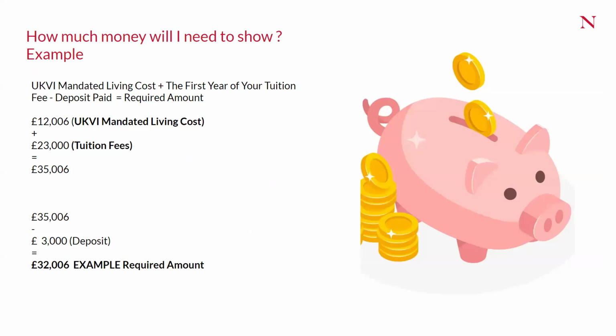Here is an example of how much money you'll need to show. So if the UKVI living cost is £12,006, and for example, your tuition fees converted to £23,000, the total you would be required to show is £35,006. However, if you had already paid a £3,000 deposit, this would take your total required amount down to £32,006. This is the amount that would need to be held for a minimum of 28 consecutive days.